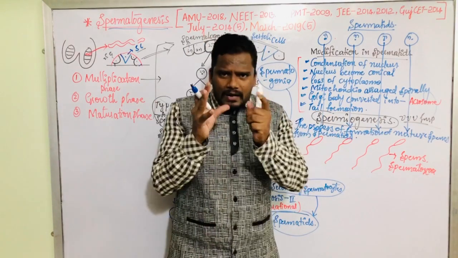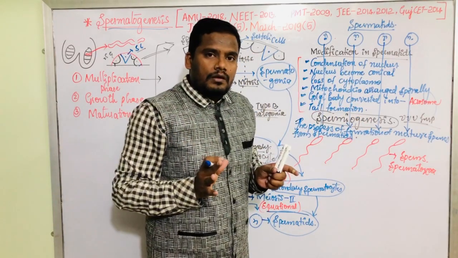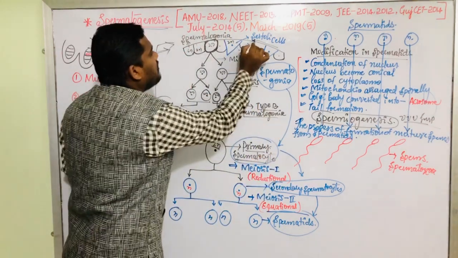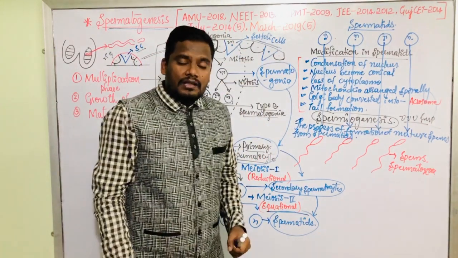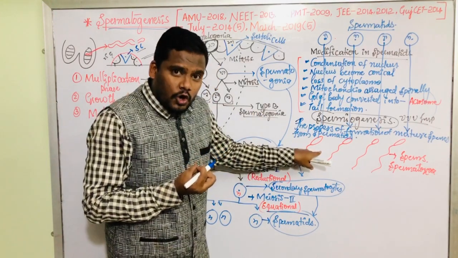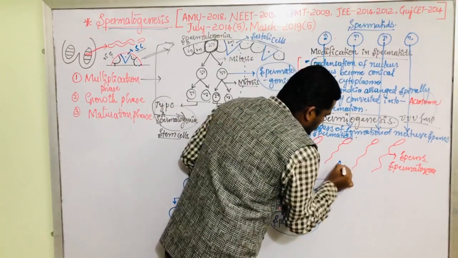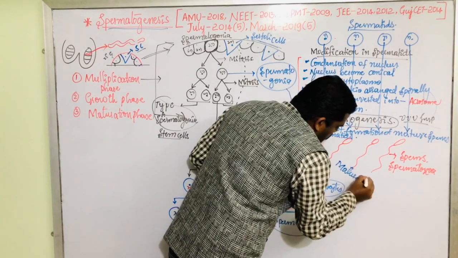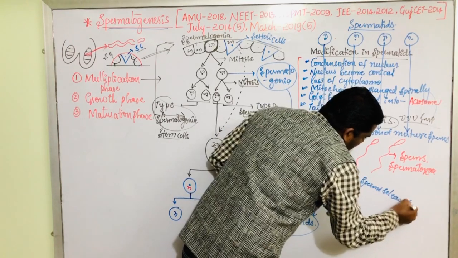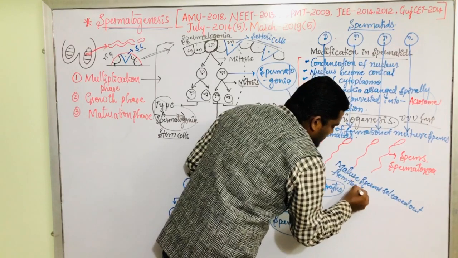Once the sperms become mature, they get released out from the Sertoli cell. They are still embedded in the Sertoli cell to get the nourishment. What is the main job of the Sertoli cell? To provide the nourishment. They are still inside the Sertoli cells. After becoming mature, they get released out from the Sertoli cell. Mature sperms released out from the Sertoli cells.